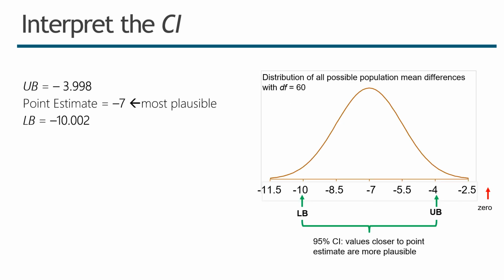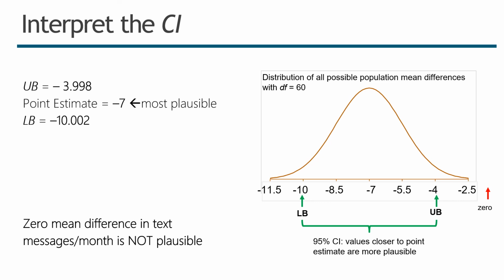Here again, a figure will help us visualize what the upper bound, point estimate, and lower bound values actually represent. The distribution on the right is the distribution of all possible mean differences when you have a sample size of 61 or a degrees of freedom of 60. The peak of the curve is exactly centered over the point estimate of -7. And as you move away from that center of -7, the probability of that mean difference represented as you move farther away is less likely, is less plausible.